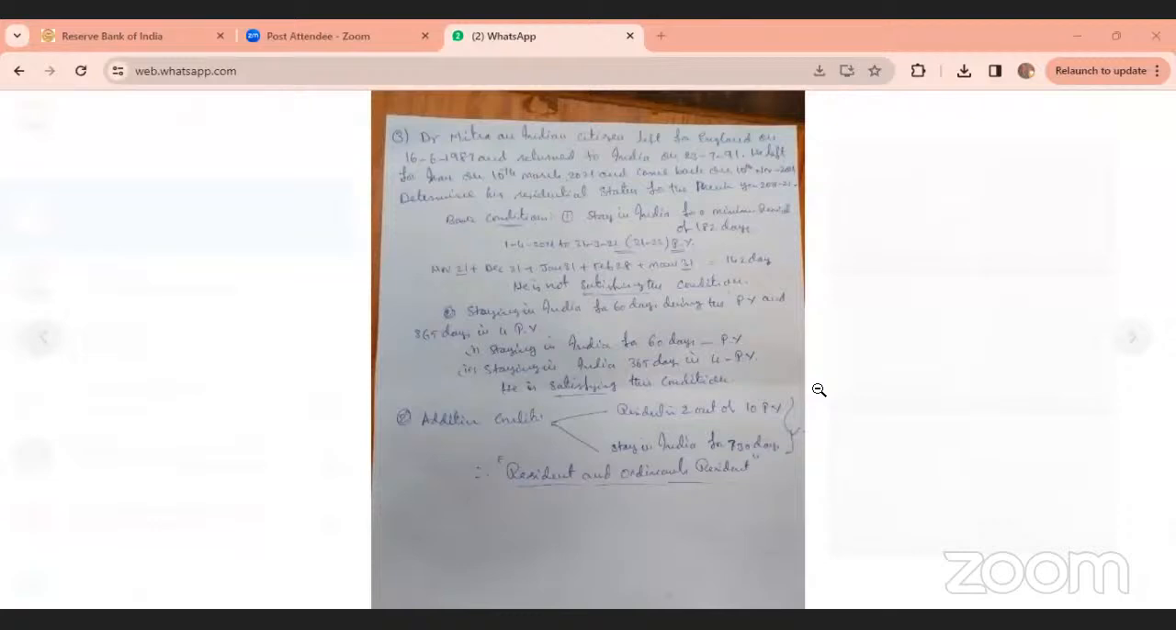Now see the third one. Dr. Mitra and his citizen left for England on 16th June 1987 and returned to India on 23rd July 1991. He left for India on 10th March 2021 and came back on 10th November 2021. Determine his residential status for the previous year 21-22. So what is the basic condition? First, you see, stay in India for a minimum period of 182 days.